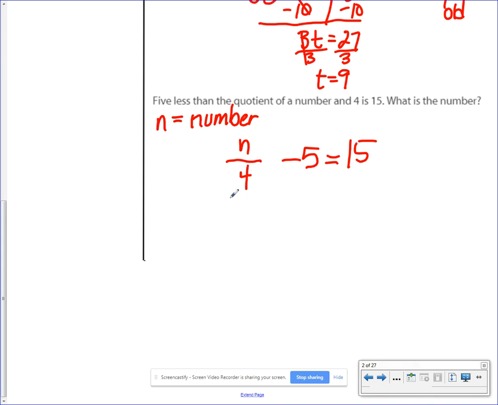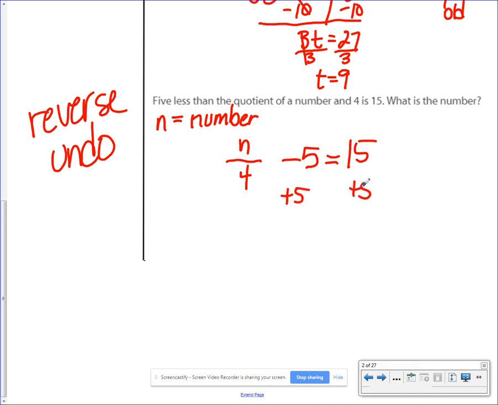All right, here's my variable. I'm dividing and then I'm subtracting. Reverse the order and undo. So instead of subtracting 5, which was the last thing I was doing, you're going to add 5 on each side of the equal sign. Yay, hooray, that goes away. And anything plus a 0 is just that thing.